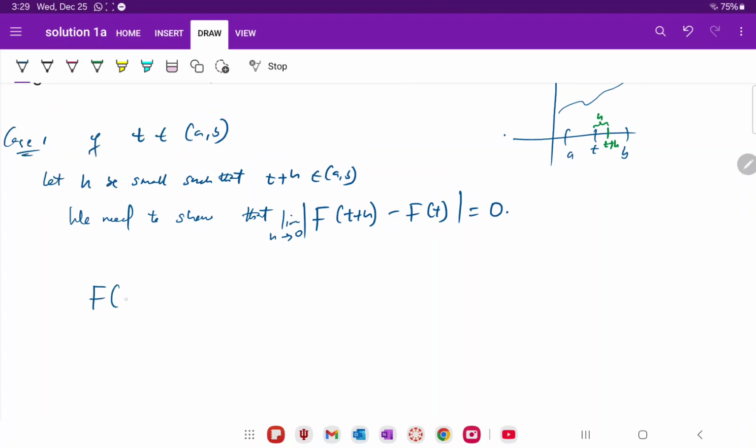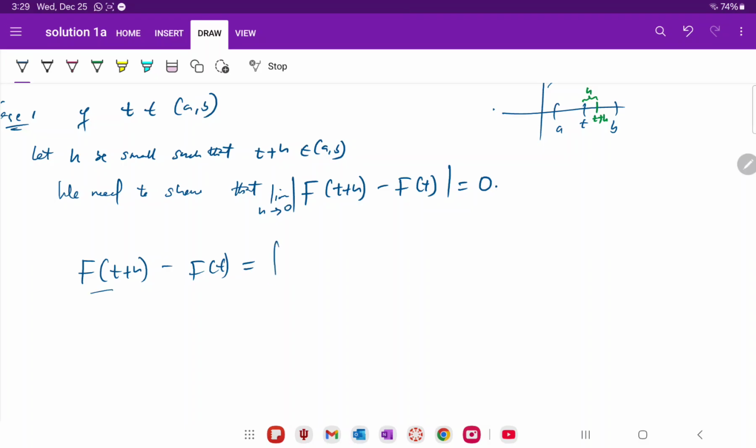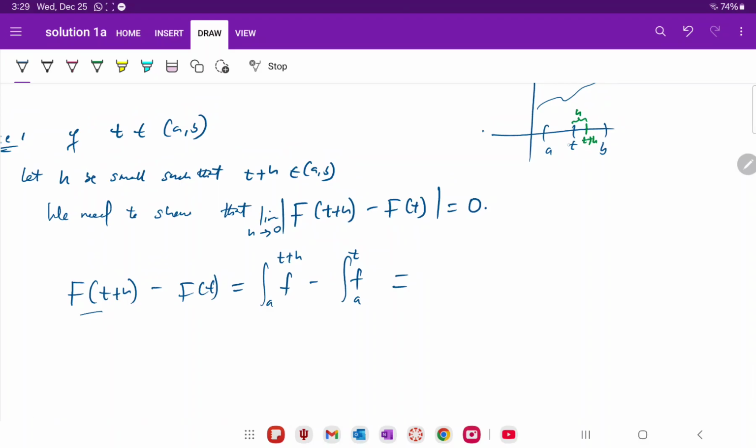By the definition of our f, we are given f of t equals 0 if t equals a, and otherwise it is the integral from a to t of f. So for this case we have the integral from a to t plus h of f minus the integral from a to t of f. If we subtract, from here to here, then if you remove from here to here, we'll be left with the integral from t to t plus h of f. Okay, so you can carefully check that.